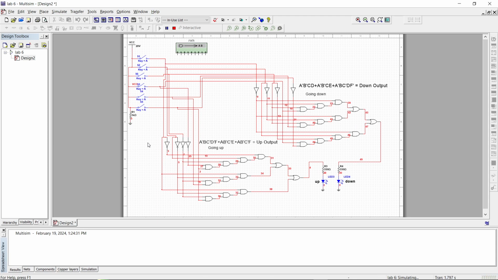And the Boolean equation shows that exactly. Yes. It's a mouthful to say, but A negative times B negative times C times D plus A negative times B negative times C plus E, and then plus A negative times B times C negative times D times F negative is down output, and it is reversed over here.